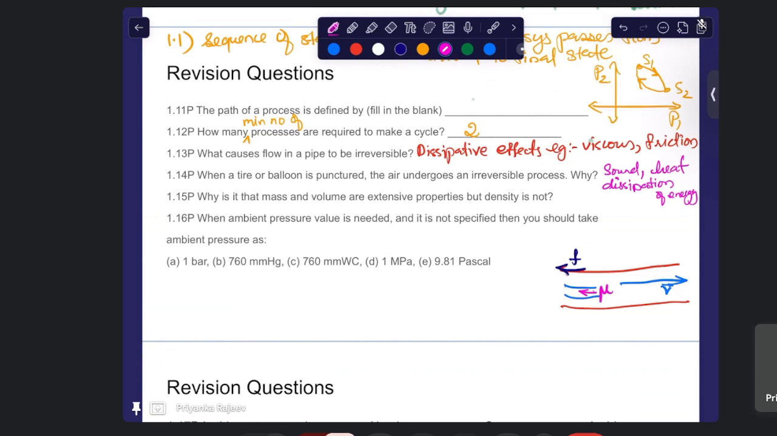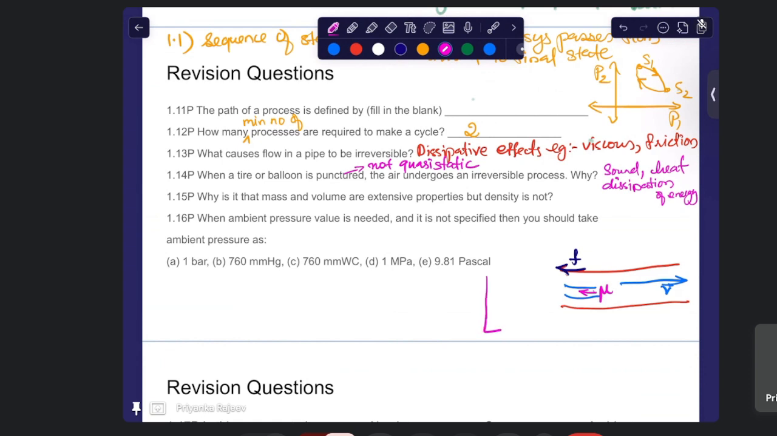Another way of seeing this is, it is not quasi-static. When the balloon is punctured, it is not quasi-static. That means it cannot be approximated by a series of equilibrium states. It is not a reversible process.